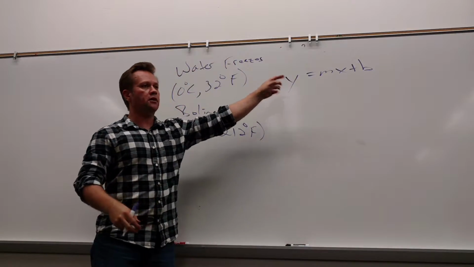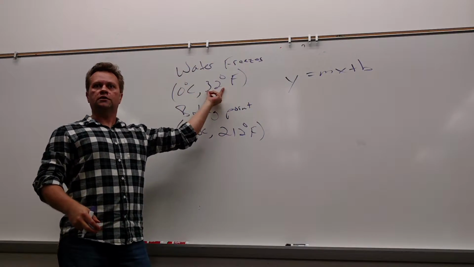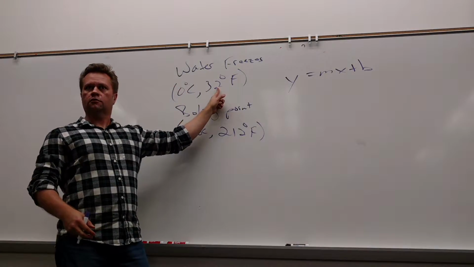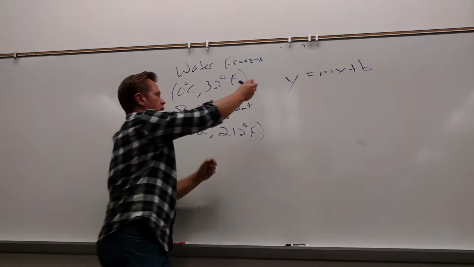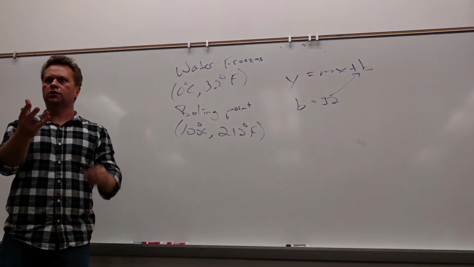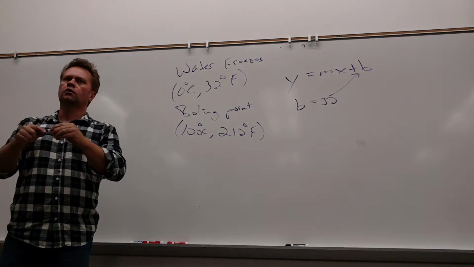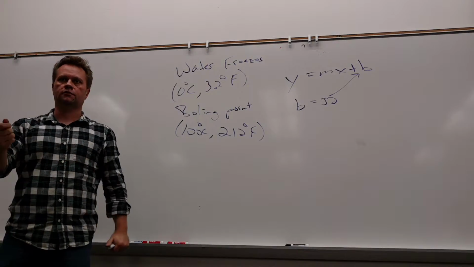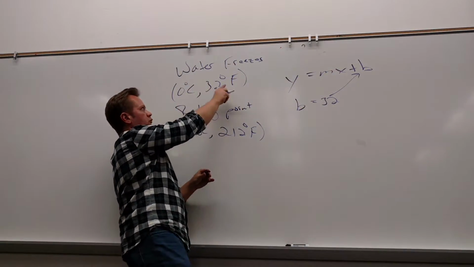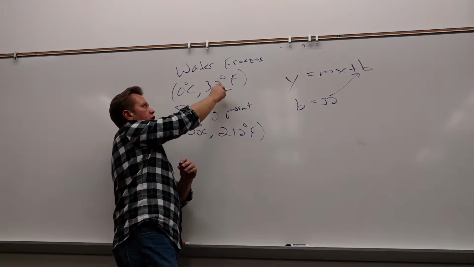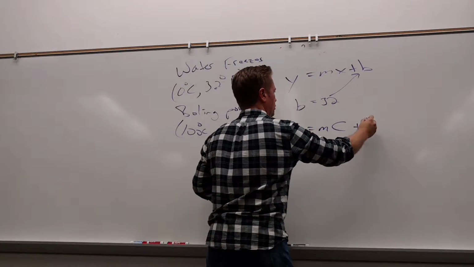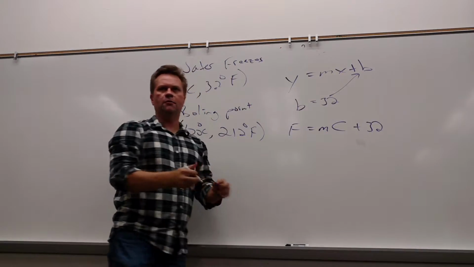And why can I use that? Because 32 is the y-intercept. When x is 0, y is 32. So I know b is 32. So what do I still need to know? M. I need to know what m is. In fact, let's change this a little bit. What does my y variable really represent? Fahrenheit. So let's call this F equals mC, and we'll go ahead and put 32 there. So all I need now is what m is.